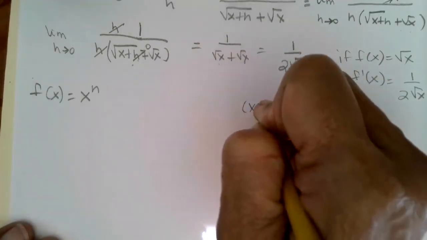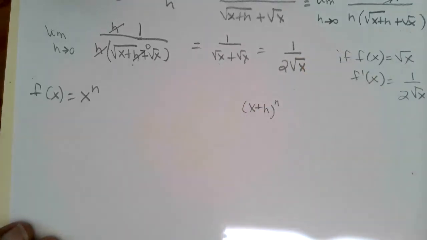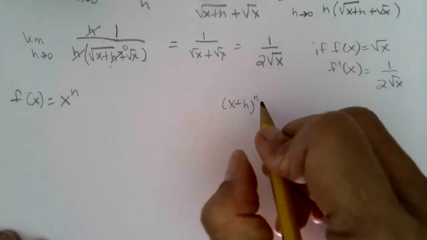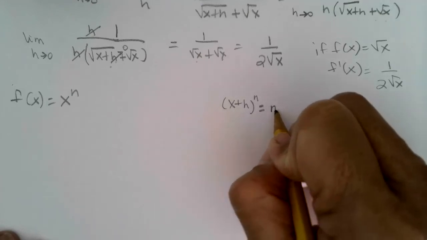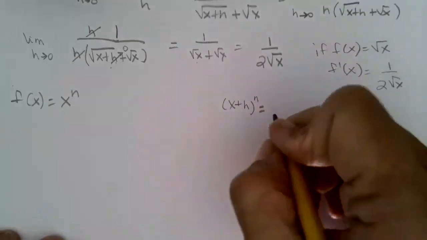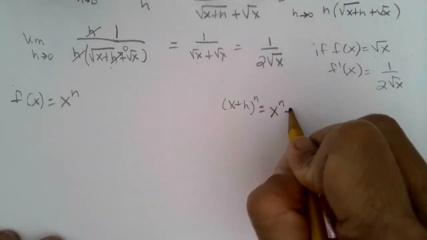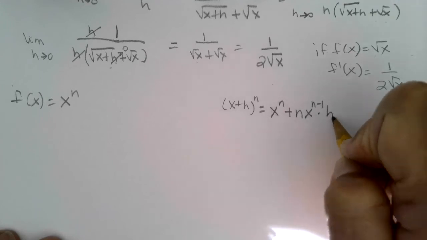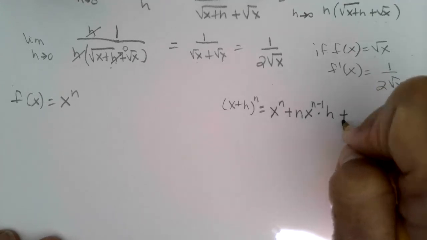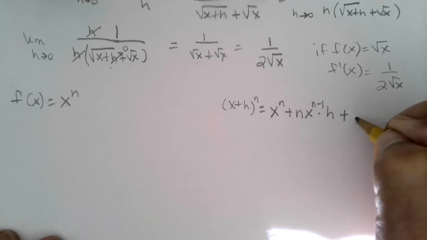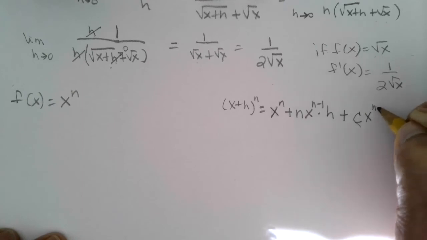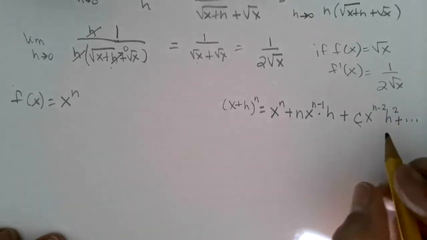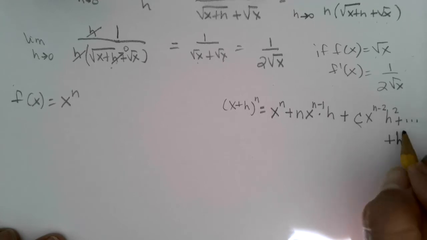Essentially, if you have x plus h to the nth power, it doesn't matter what, we'll say n is a natural number, what you get is, sorry, I started thinking instead of writing. You get x to the n plus n x to the n minus 1 times h plus some other coefficient, don't really care what, I'll say c, x to the n minus 2 h squared, plus however many terms you need, and then your last term is going to be h to the n.